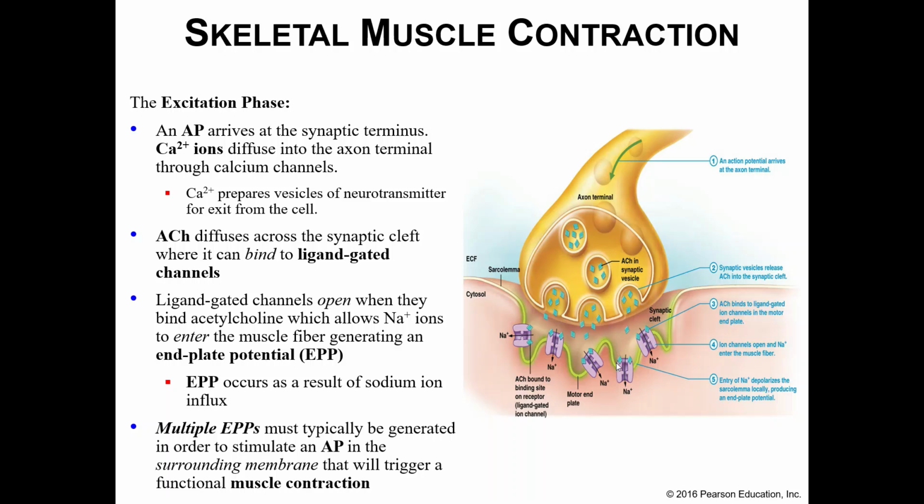We are trying to transfer an action potential from your nervous system into your sarcolemma. So we're trying to start an action potential at your motor end plate. We do that by generating end plate potentials, EPPs. If you have enough EPPs, multiple EPPs, you can create an action potential. If you create an action potential, you will get muscle contraction.